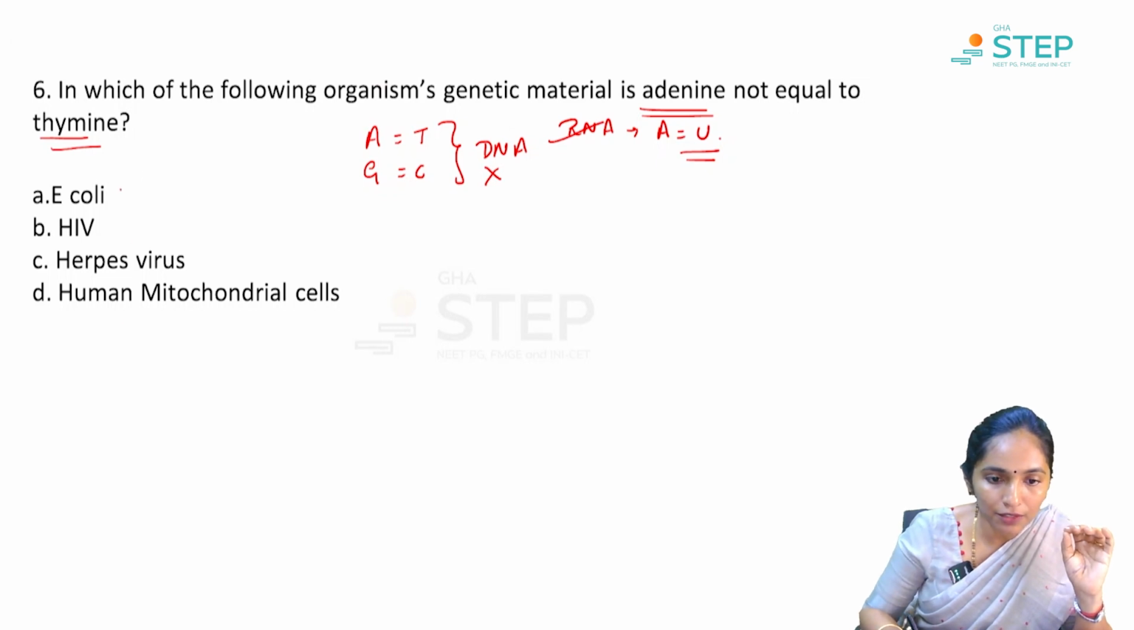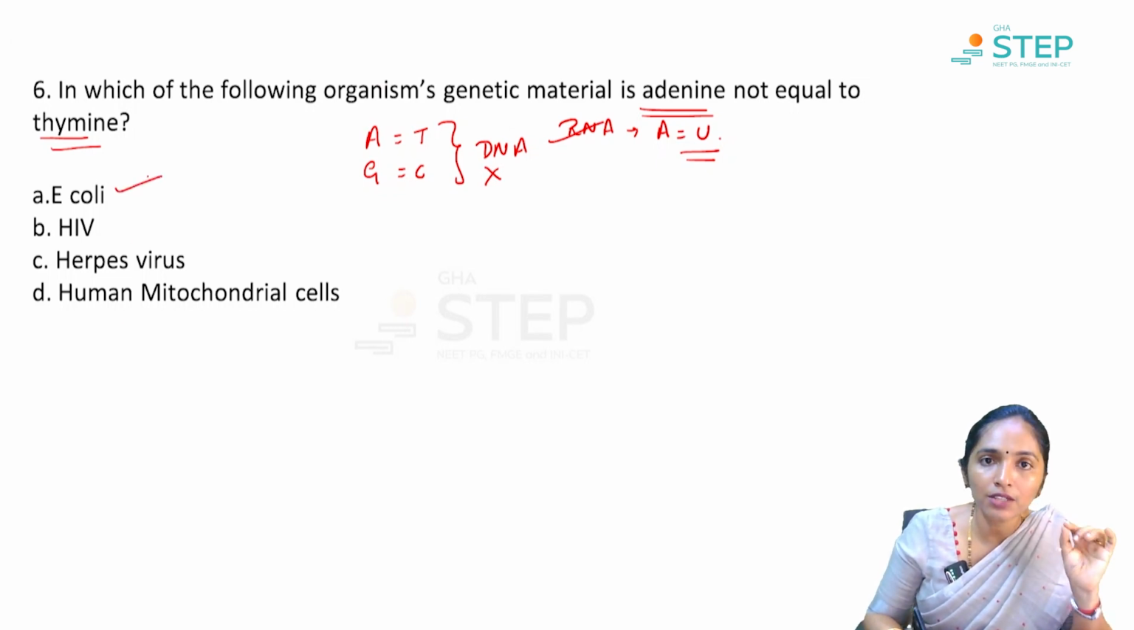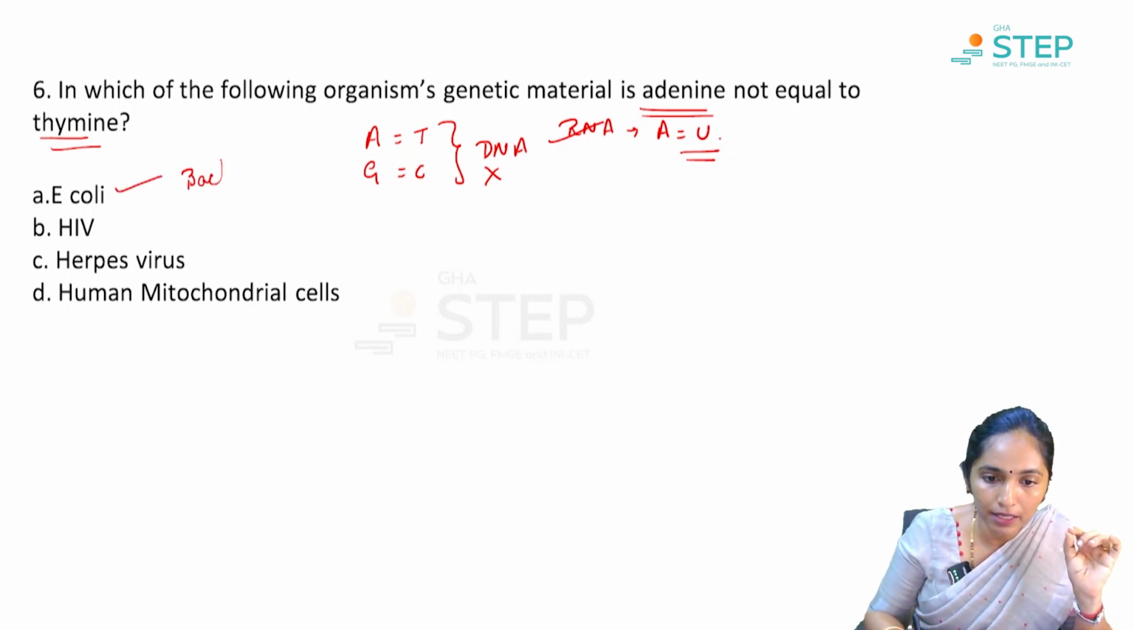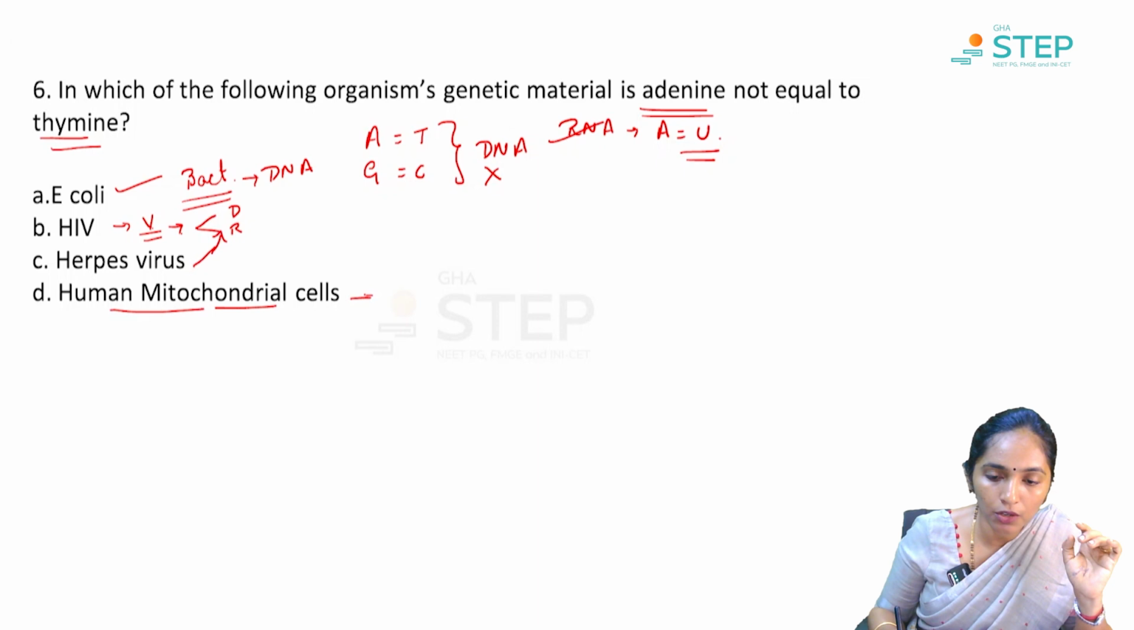So here let us see. So E. coli, Escherichia coli, what is it? It is a bacteria. And what do we know about bacteria? All bacteria have DNA as genetic material. So HIV is a virus, we don't know because viruses may have DNA or they may have RNA as genetic material. Herpes, the same thing holds good for herpes because it is a virus. Human cell, human mitochondrial cell, all human cells, we have DNA as genetic material.